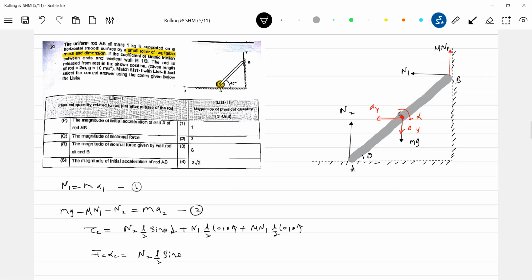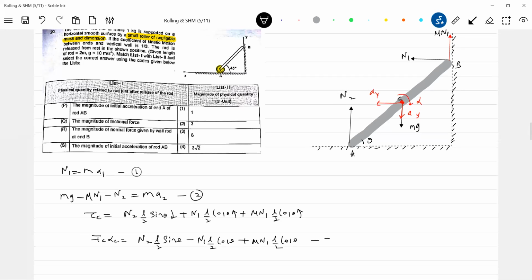So whichever torque is clockwise one, I'll take it positive. Anti-clockwise, let me take negative. Clockwise one, I'll take positive. N1 L by 2 cos theta. What is IC? ML square by 12. So that's equation 3. Moment of inertia, I'll write it.